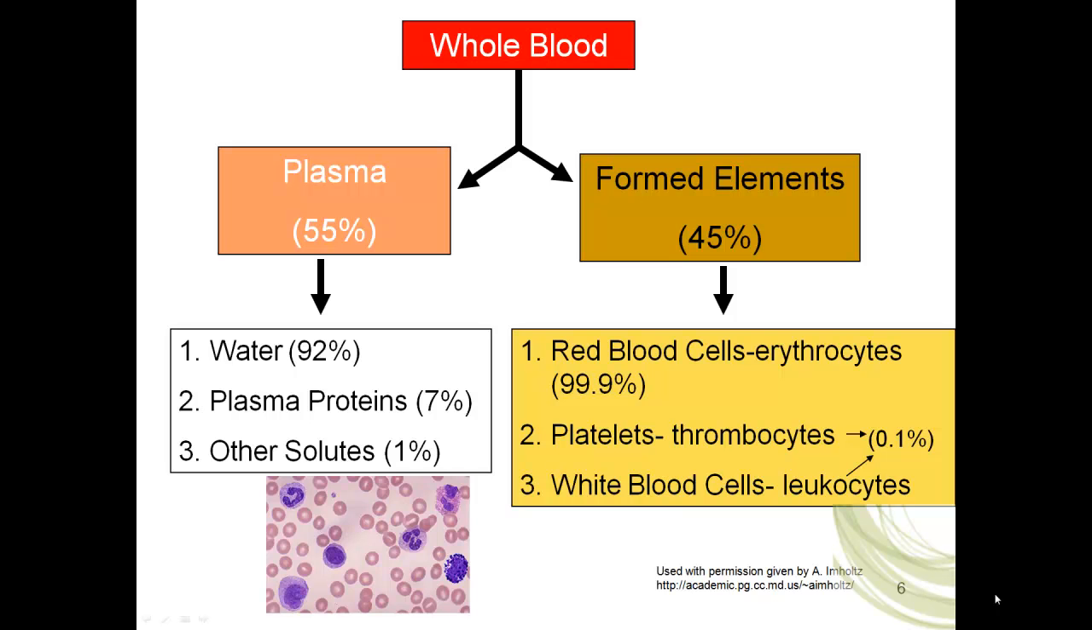What about plasma? What components do we find in plasma? We find water. Greater than 90% of our plasma is water, followed by plasma proteins that are dissolved in this watery solution, and then other solutes like electrolytes, hormones, antibodies, etc. Well, antibodies are plasma proteins, sorry. So other solutes would be metabolites like fatty acids, amino acids, glucose, hormones that are steroid derived, anything that's not protein.